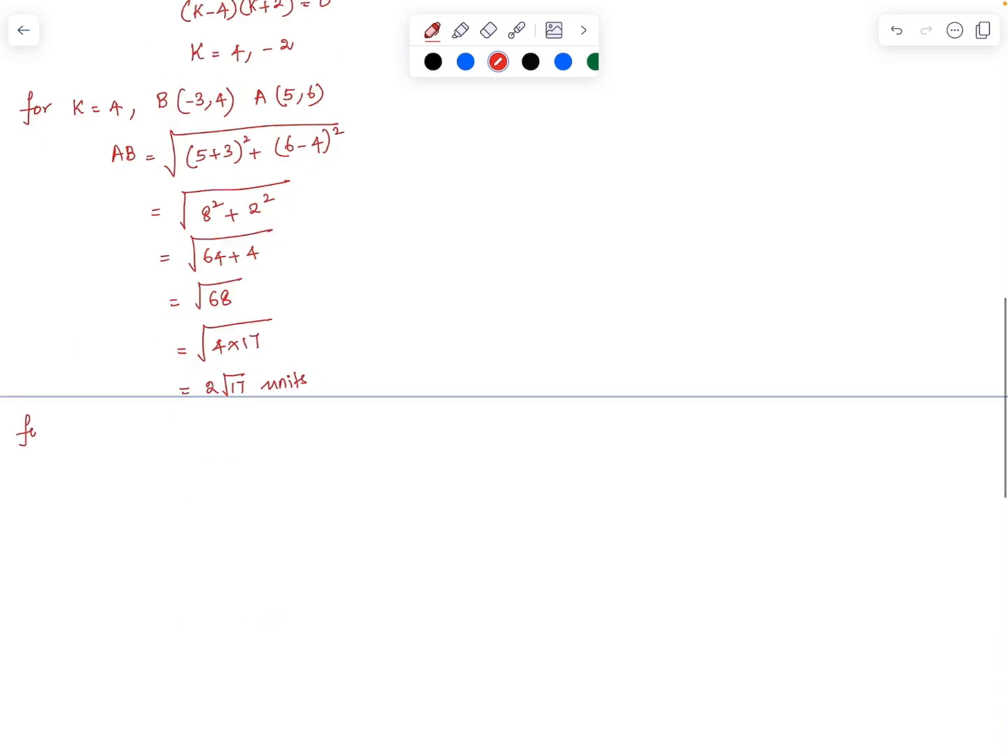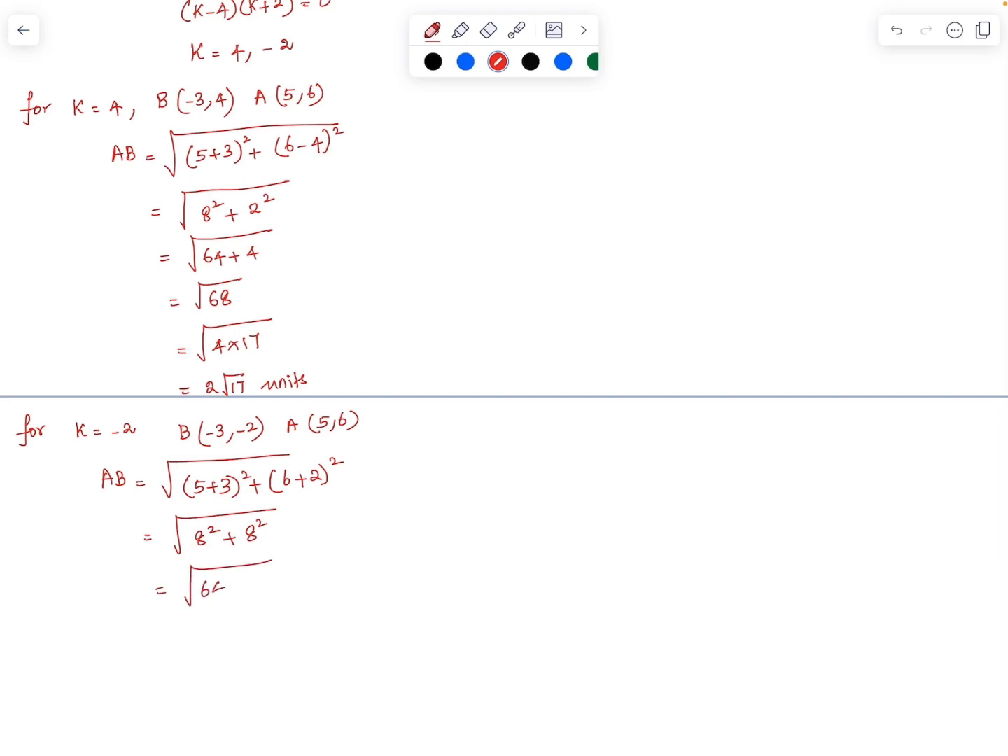Now let's do it for k is equal to -2. B is now (-3, -2) and A is (5, 6). So the distance AB will be square root of (5 plus 3) the whole square plus (6 minus -2), so (6 plus 2) the whole square, which is root 8 square plus 8 square, that is root 64 plus 64, which is root twice 64, which gives us 8 root 2 units.